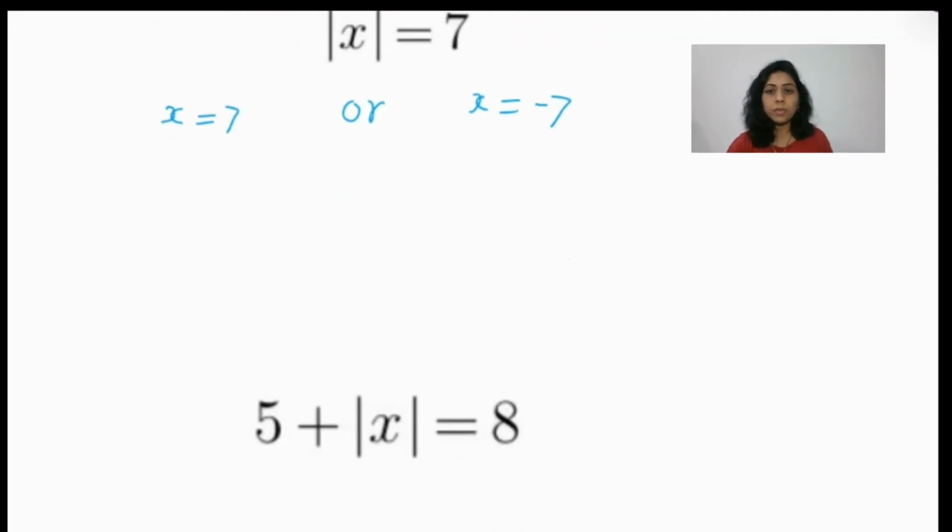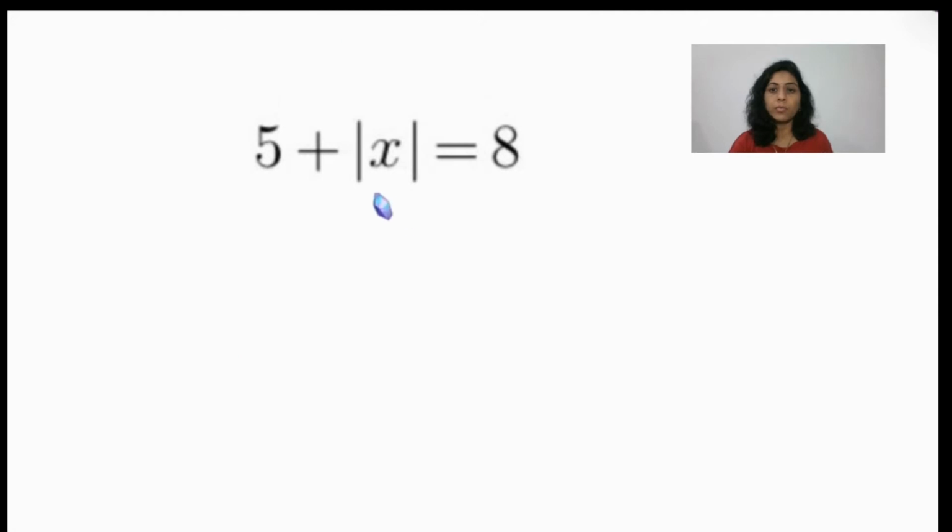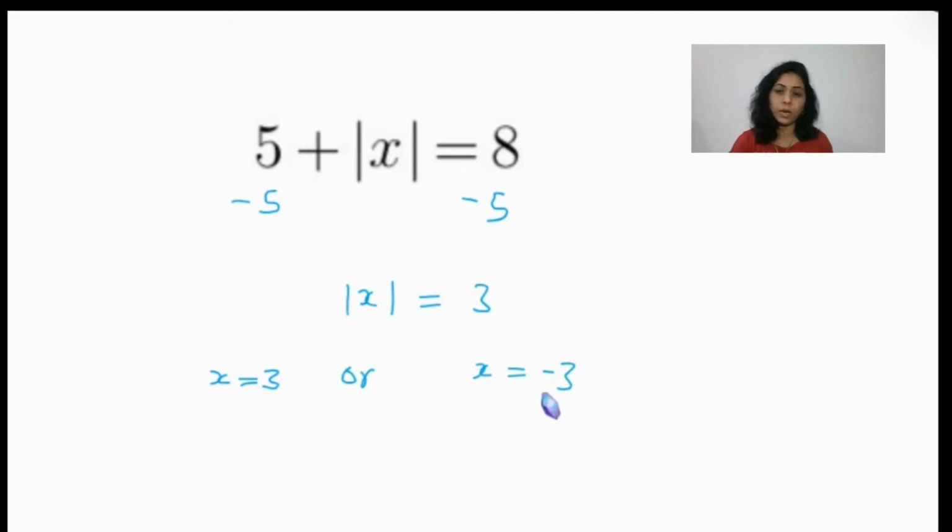Okay, this is a very simple, basic question, and now we get this. Notice here, the absolute value is not alone, so first we have to isolate it. For this, we subtract 5 from both sides, and we get the absolute value of x equals 8 minus 5, which is 3, and this can be positive or negative. So we got two answers: x equals 3 and x equals minus 3.